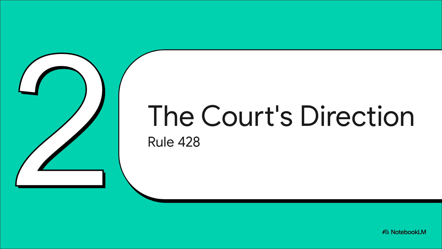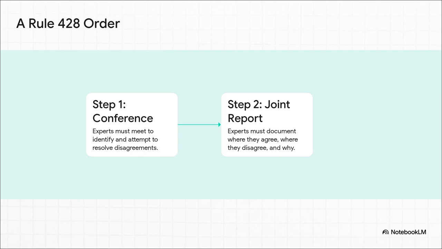Okay, so let's get into the nitty-gritty, starting with the court's primary power under Rule 428. This is really the kickoff for the entire process. A Rule 428 order is basically a two-pronged attack on deadlock. First up, the conference. The experts are ordered to meet and actually talk through their disagreements. Then, Part 2, the joint report. And this is the absolutely crucial output. They must write down what they agree on, what they still disagree on, and, this is key, why they disagree.